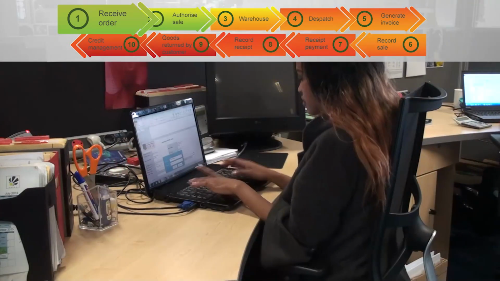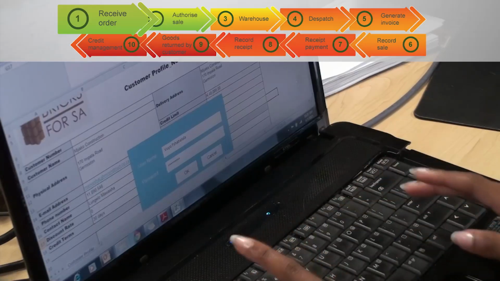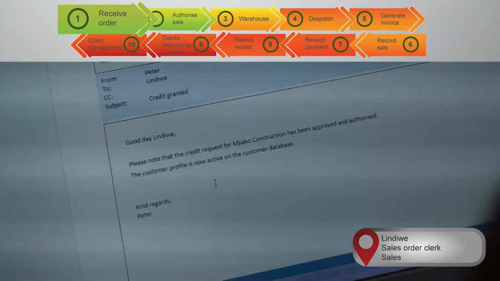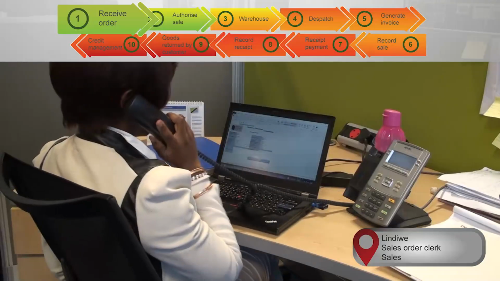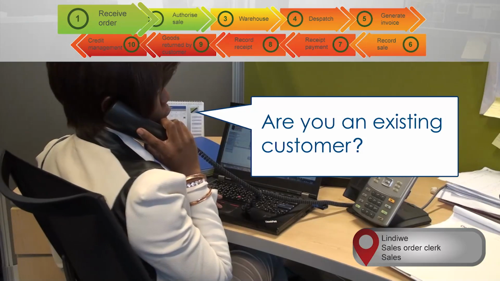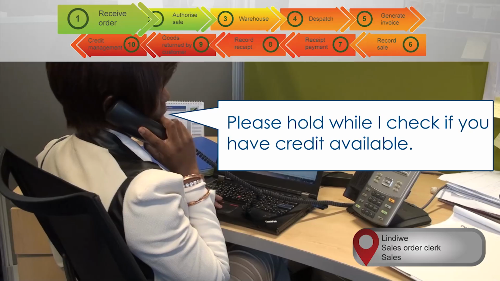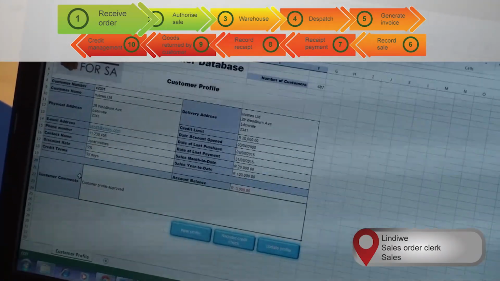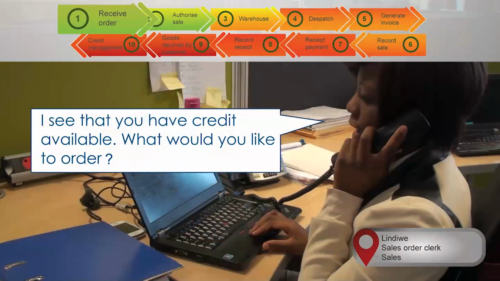If credit is granted, the credit manager has to authorize it before it is communicated to the sales department. Once credit is authorized and communicated to the sales department, the process will be the same as for an existing customer. Lindiwe receives another phone call from a customer. She checks if she is a new or an existing customer. As it is an existing customer, Lindiwe checks if the customer has credit available so that the current sales will not exceed the customer's credit limit allowed. The customer has credit available and therefore Lindiwe can continue with the order.